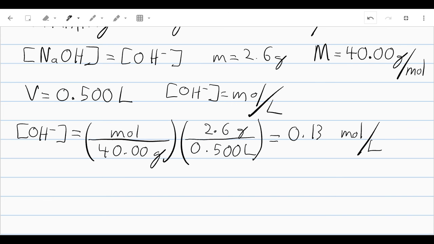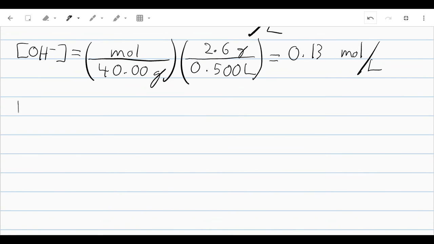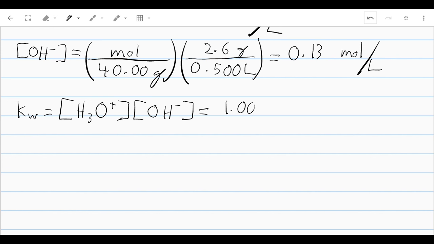Now we need to figure out what the concentration of the hydronium ions is. We do know, however, that Kw is equal to the two concentrations multiplied by each other. And in all problems you get in grade 12, Kw is going to be equal to 1.00 times 10 to the negative 14. The number does change a little bit as you change the conditions, but for us, we're just going to assume that it's not changing.